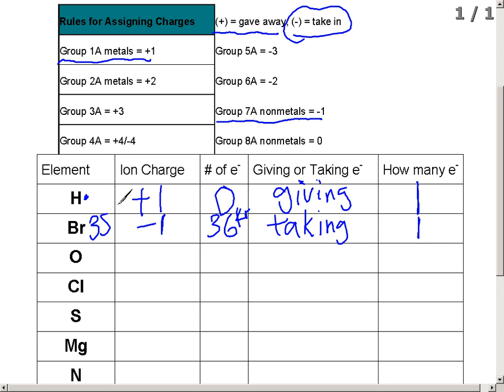Oxygen. Oxygen is in group 6A. So its ion charge will be -2. Normally, oxygen is atomic number 8, so it would have 8 electrons. But it's got a -2 ion charge, and minus means it took in electrons, so it now has 10 electrons, just like its nearest noble gas, neon. So oxygen's taking electrons, and it's taking 2 of them.